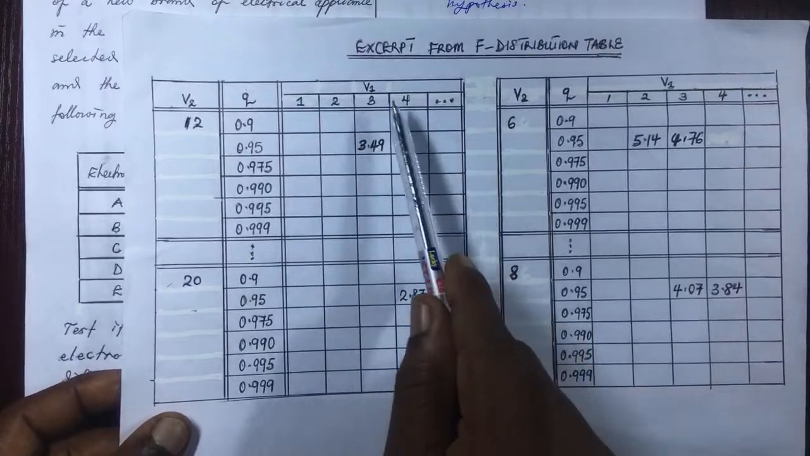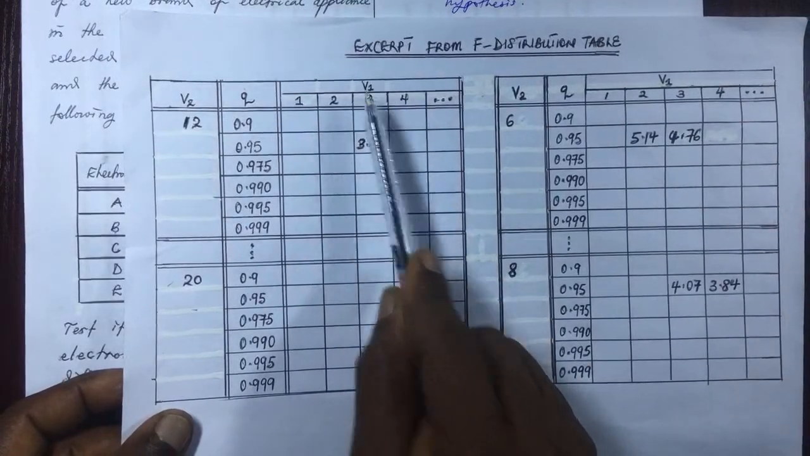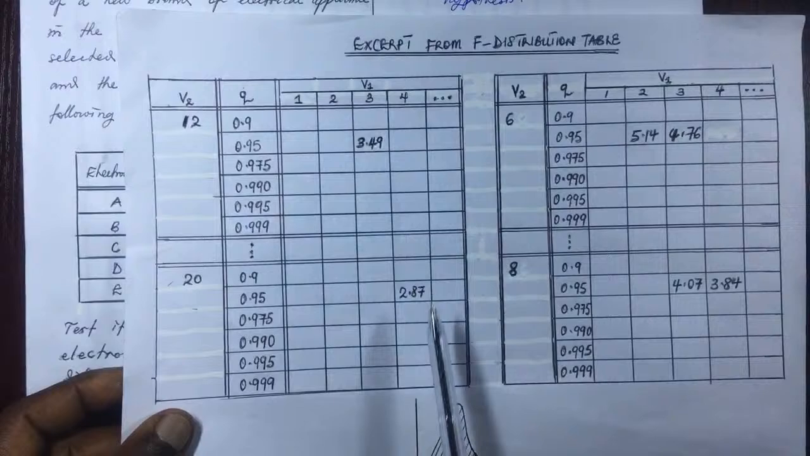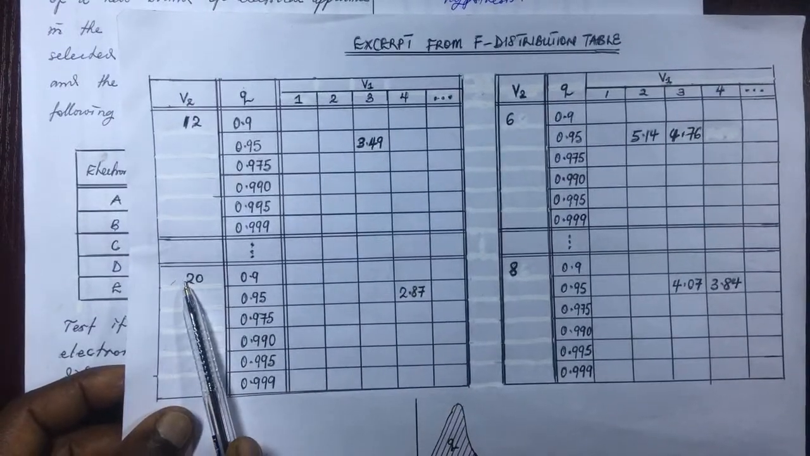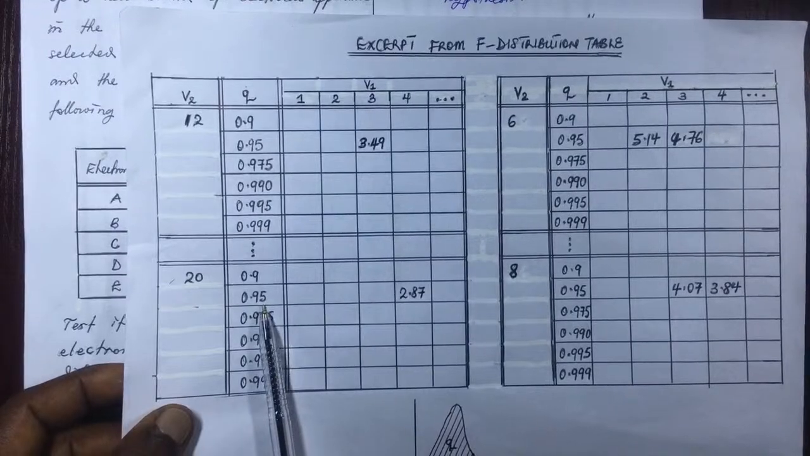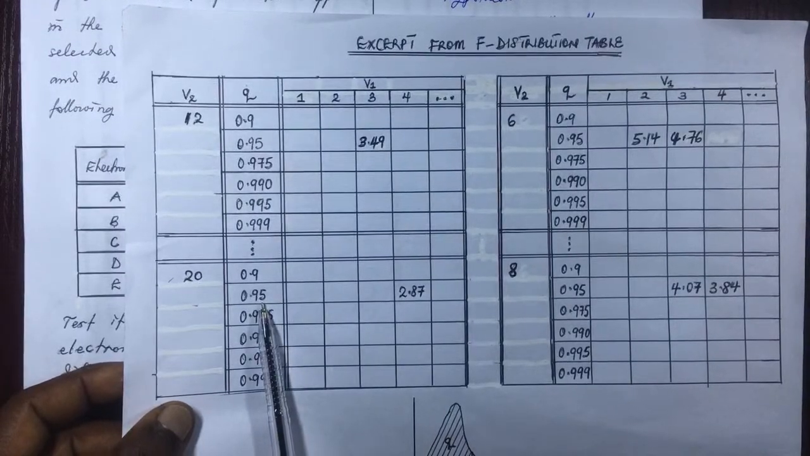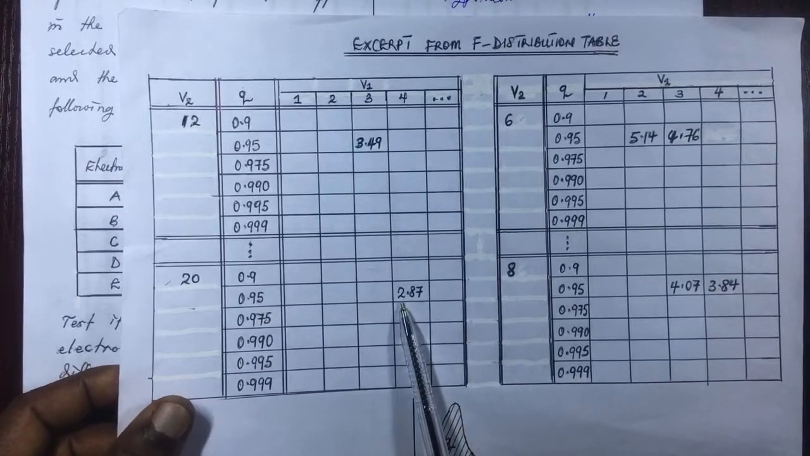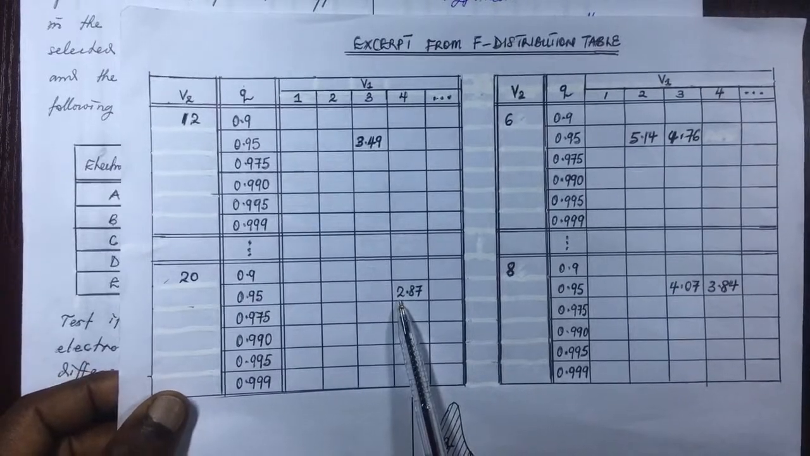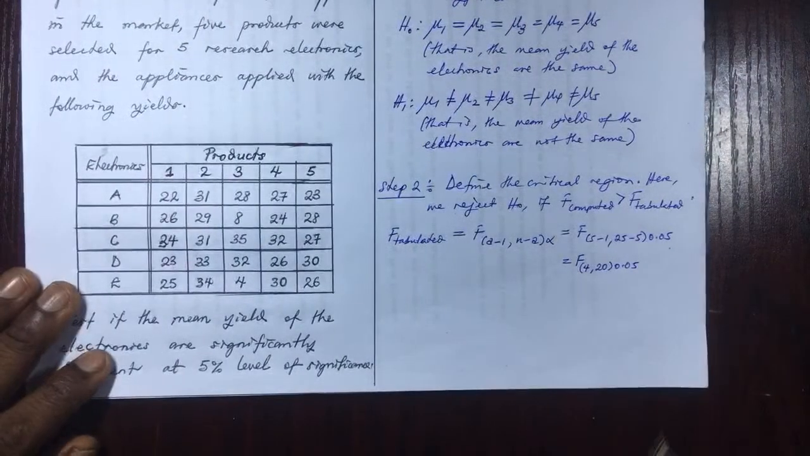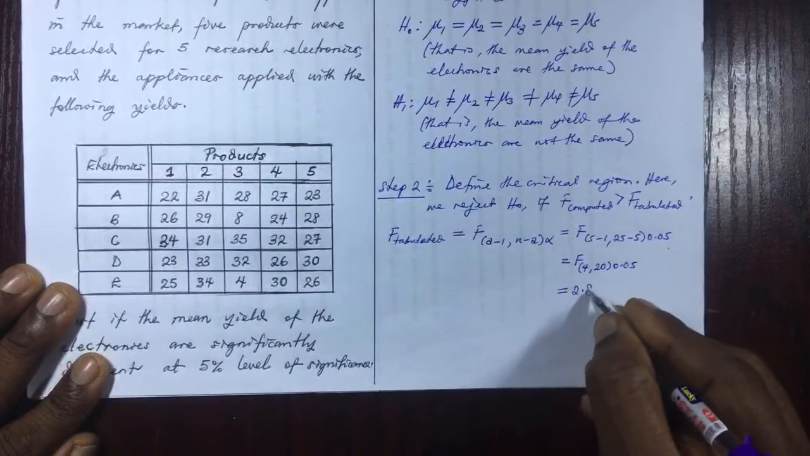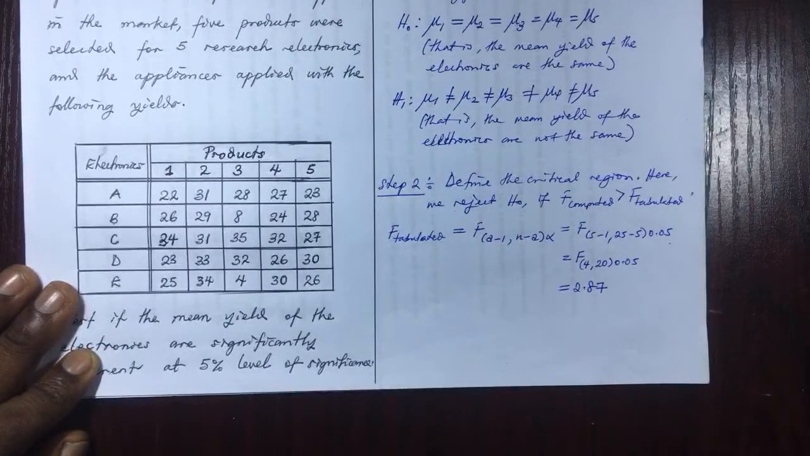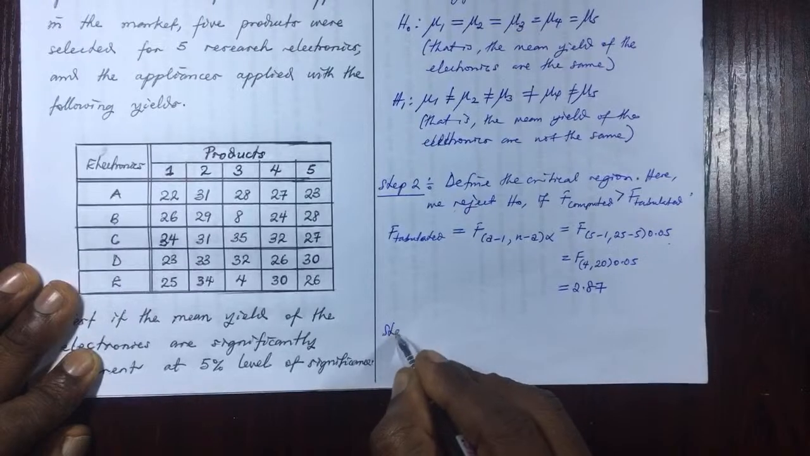You will notice that F under the first degree of freedom, which in this case is 4, so if you trace down 4 for your V1, your first degree of freedom, and move down to 20 under 0.95, which is testing at 5% level of significance, you are going to have that value to be 2.87. You could confirm this value from your statistical table. Now, that will conclude step 2. So I'm going to move over to step 3.